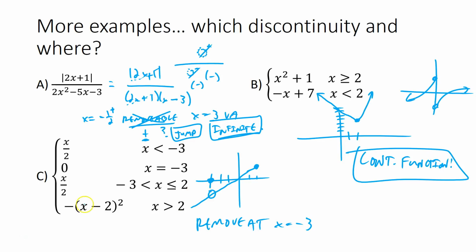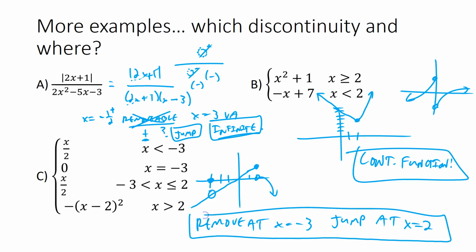At 2, let's see what happens when we plug in here, 2. 2 plugged in here is 0. It's going to be an open circle. This is a parabola shifted right 2 that's going downwards. It's going to be something like that. So then we have a jump at x equals 2. So removable at x equals negative 3. Jump at x equals 2. Nice.